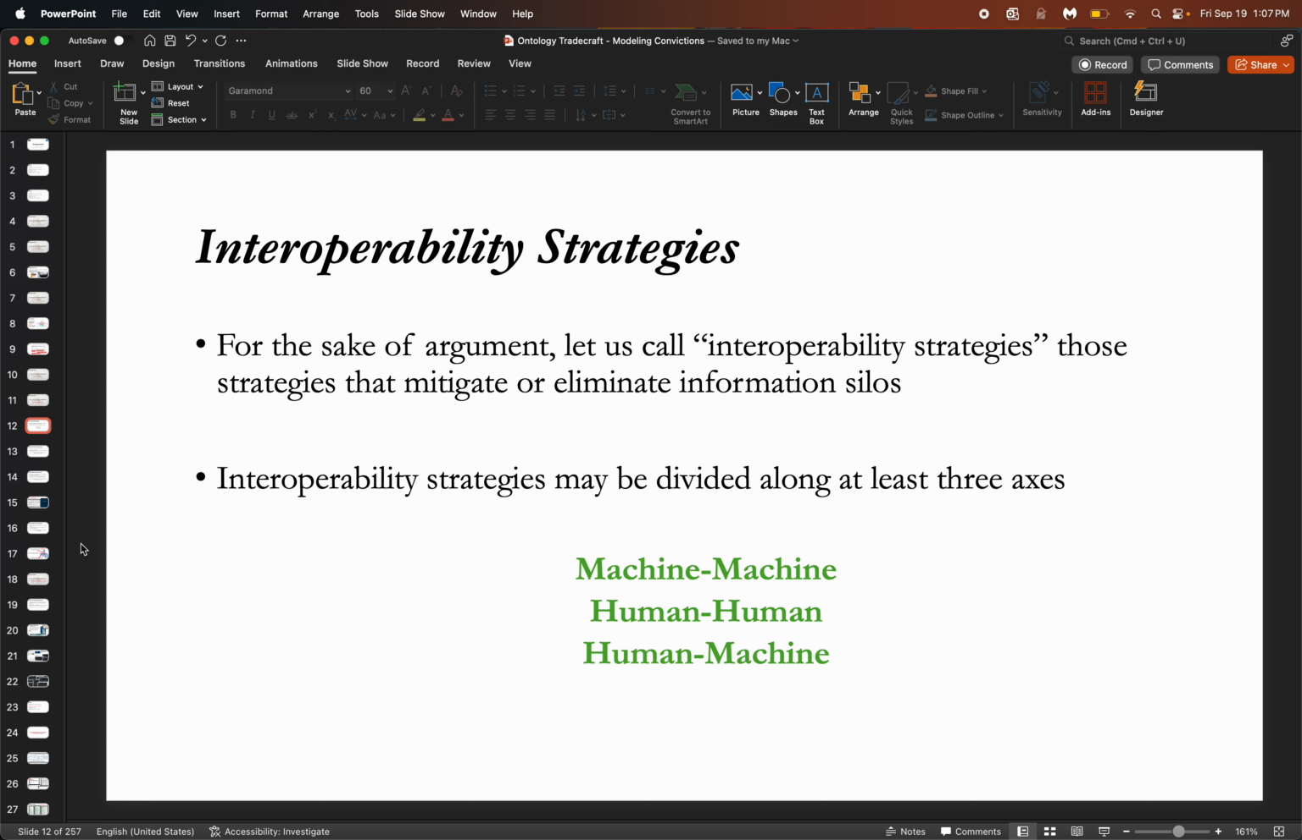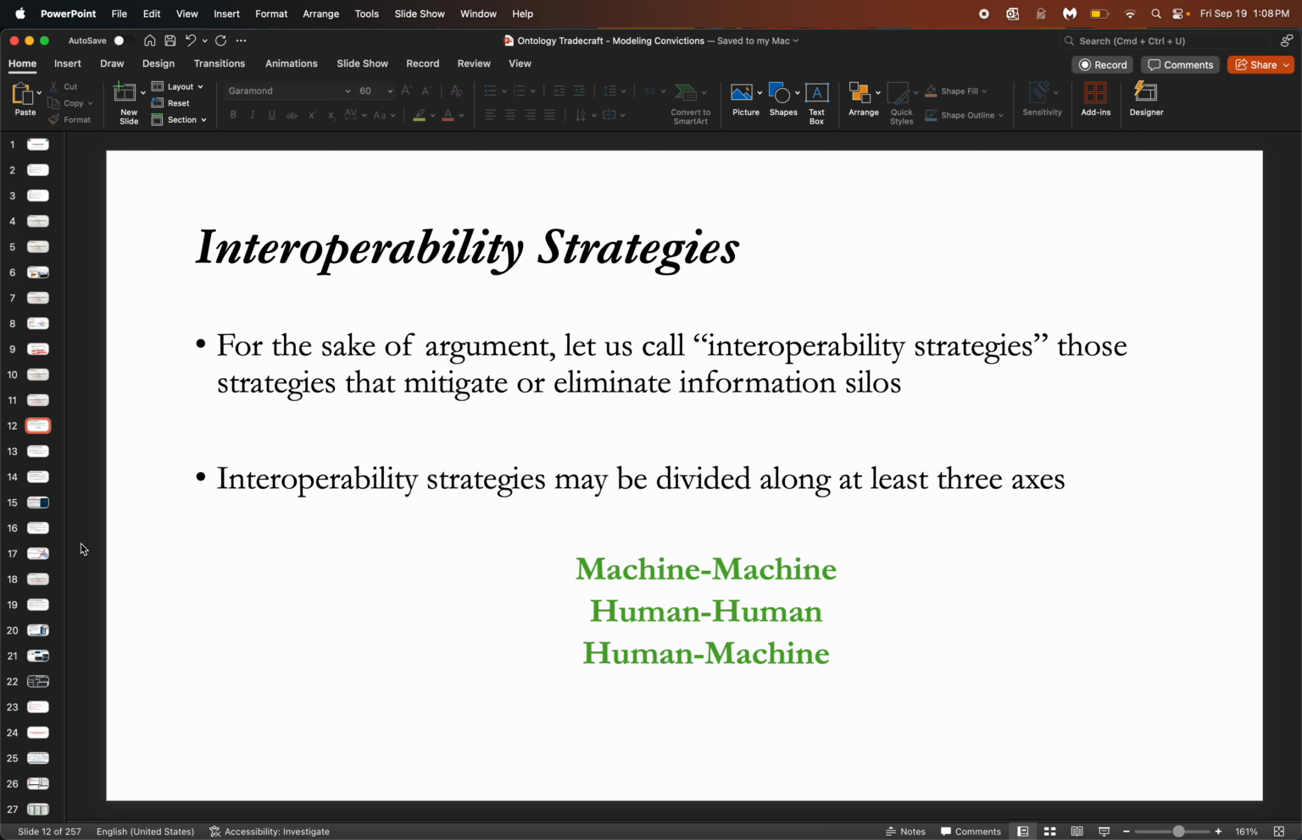So when I'm talking about interoperability strategies, I'm talking about those strategies that mitigate or eliminate information silos, and it's important to get a little more careful about what interoperability means, because many people mean many things by it. I've said it a couple of times already. You probably have an intuitive notion about interoperability, integrating data with other data, something like that. The problem is everybody has an intuition about it, and they're not all the same.